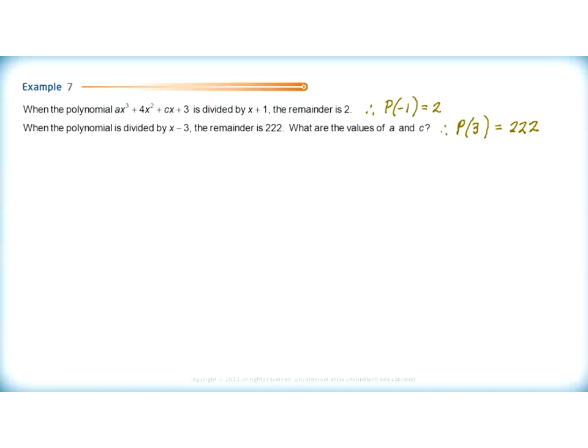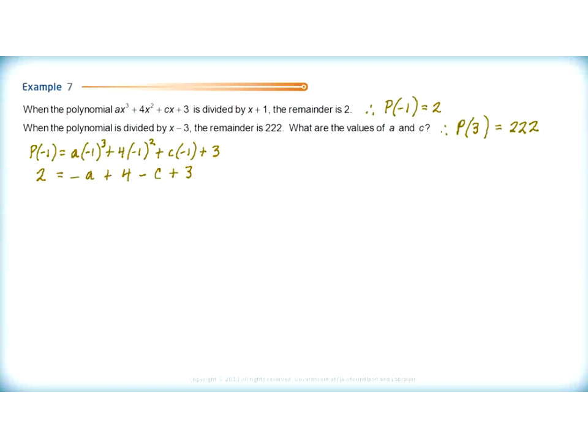Let's look at the first statement. When you evaluate p of negative 1, you will get a times negative 1 cubed plus 4 times negative 1 squared plus c times negative 1 plus 3. And in that case, the remainder was equal to 2. So we have 2 is equal to negative 1 cubed is negative 1, so we have negative a plus 4 minus c plus 3.